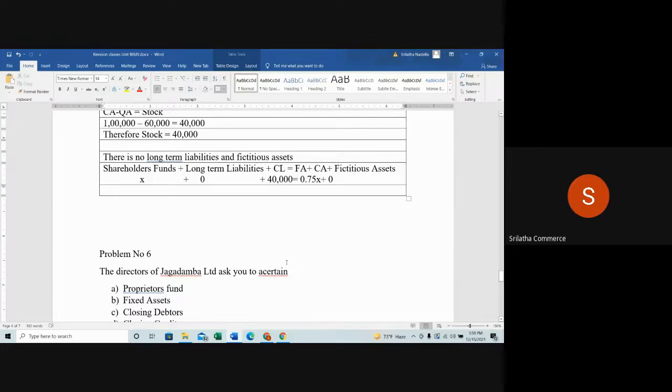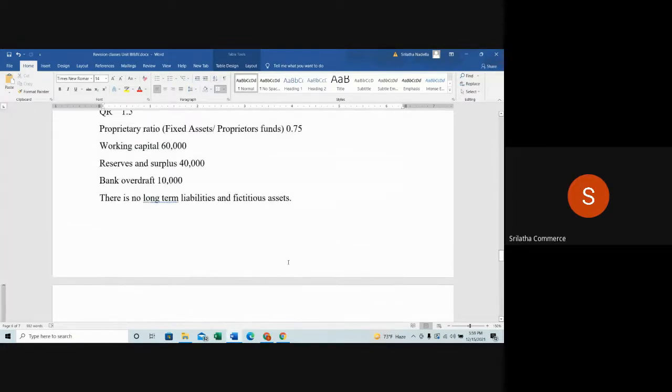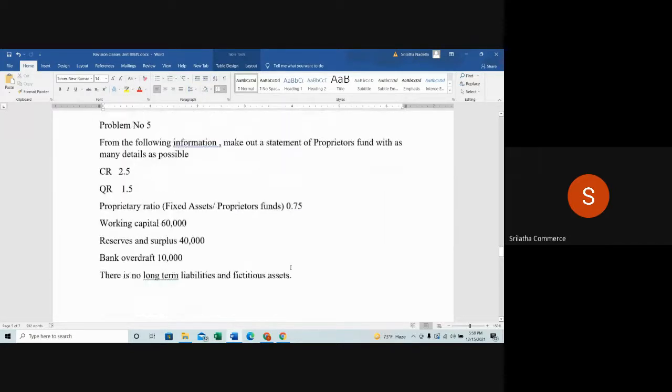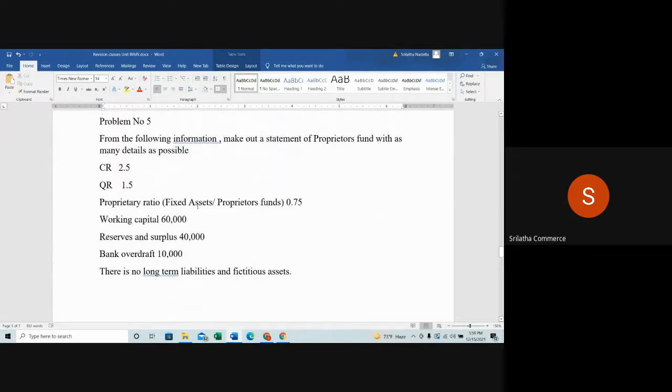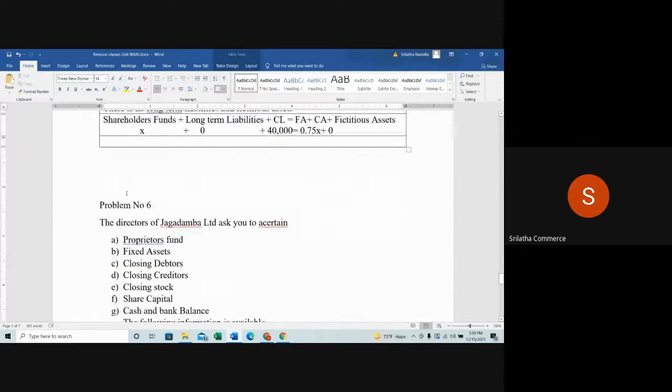What he mentioned is, you find out as many details as possible. And he had given fixed assets. This is the information he had given. First thing is we got current assets and current liabilities. In the balance sheet, how do you prepare the balance sheet? I'll just show you all.